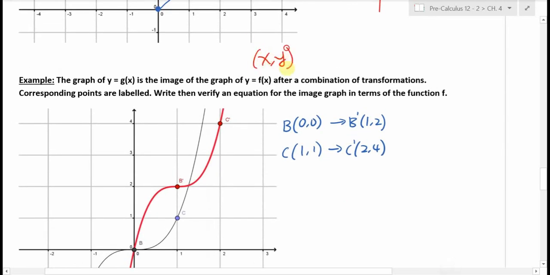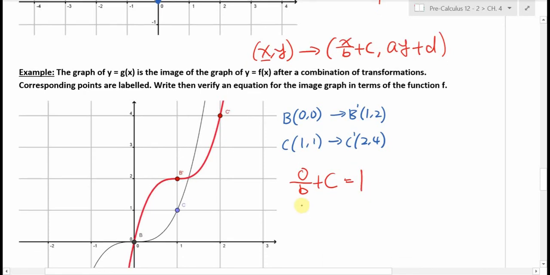Recall x comma y after a series of transformations actually becomes x over b plus c, a y plus d. This is all the transformation there is, okay? So recall, this is the original x, and the x over b plus c will give you the new x value. So from here, we have the original x value of 0. Once you divide that by b, the value of b, and add it to the c value, this should give you the new x value, which is 1. Okay, so that's the equation we can come up with.